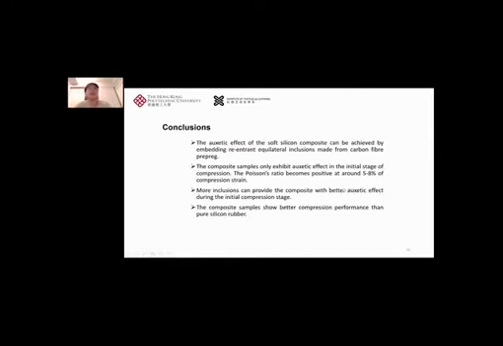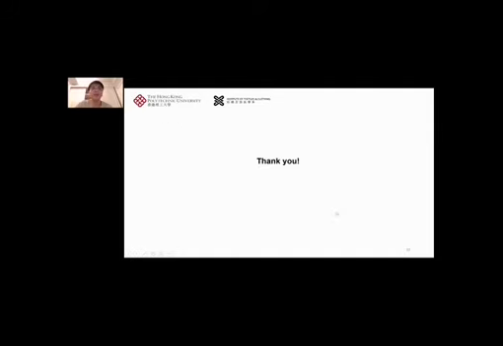So in conclusion, the auxetic effect of the soft silicon composite can be achieved by embedding re-entrant equilateral inclusions made from carbon fiber prepreg. The composite samples only exhibit auxetic effect in the initial stage of compression. The Poisson's ratio becomes positive at around 5 to 8% of the compression strain. More inclusions can provide the composite with better auxetic effect during the initial compression stage. The composite samples show better compression performance than pure silicon rubber. And that's all of my presentation. Thank you.